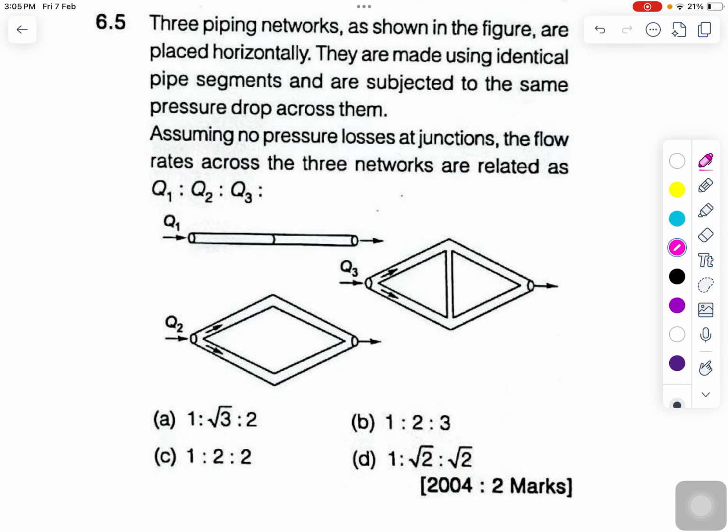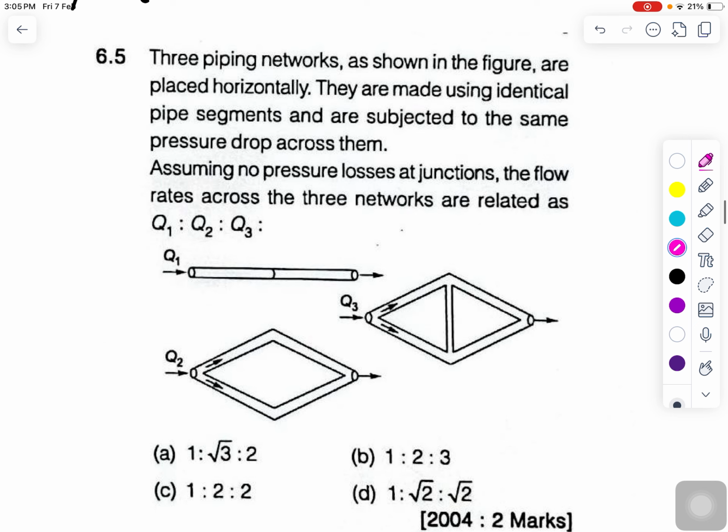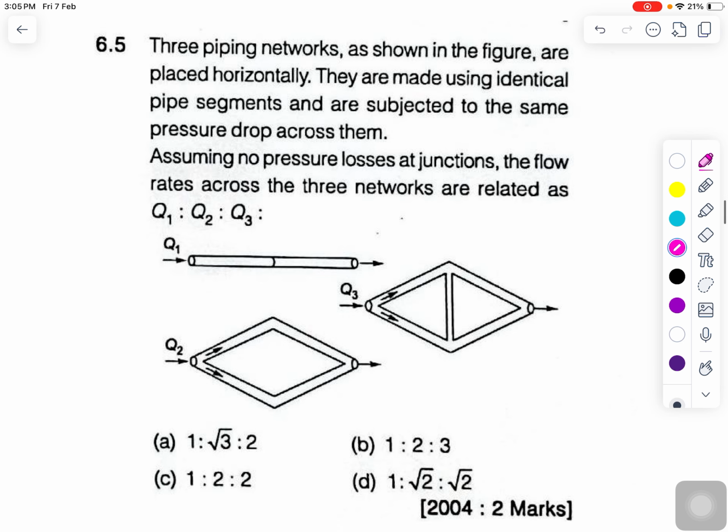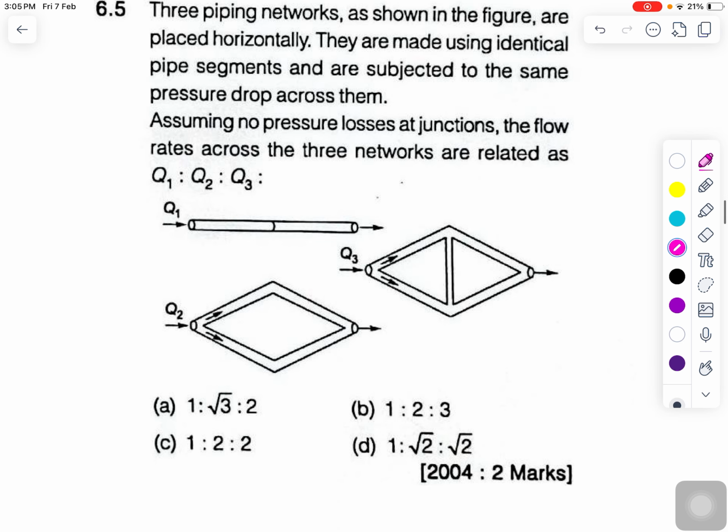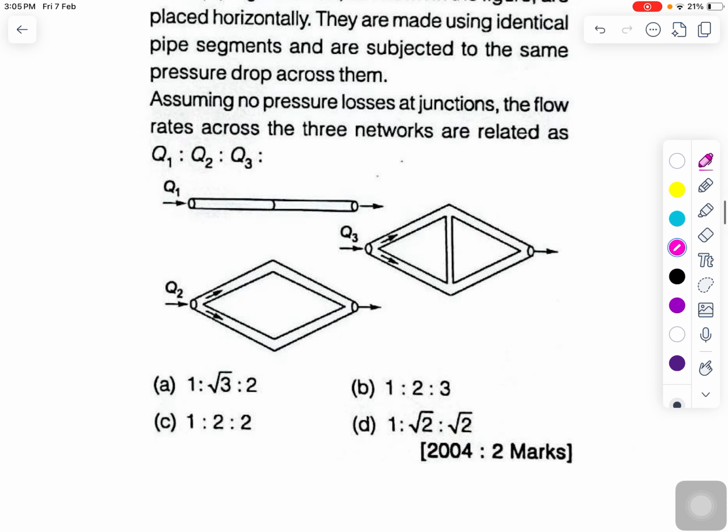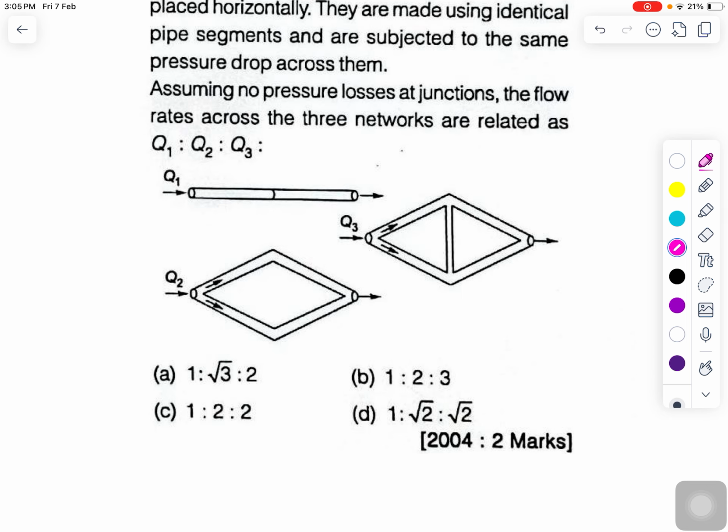The next question says that the 3-pipe network as shown in the figure is placed horizontally. They are made using identical pipe segments and subjected to the same pressure drop across them. Assuming no pressure losses at junctions, the flow rates across the three sections are related as Q1, Q2 and Q3. Okay, great. So here if I assume this length is 2L, this length is L and this is L, and again this length is L and this length is L.